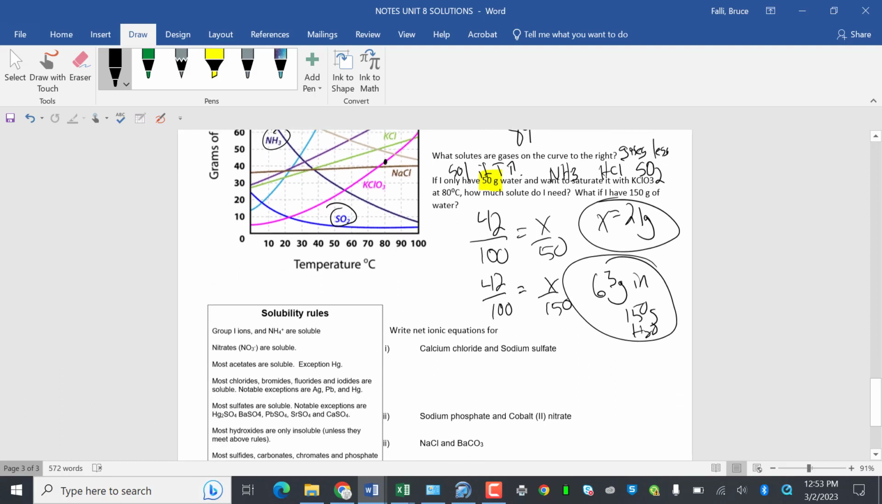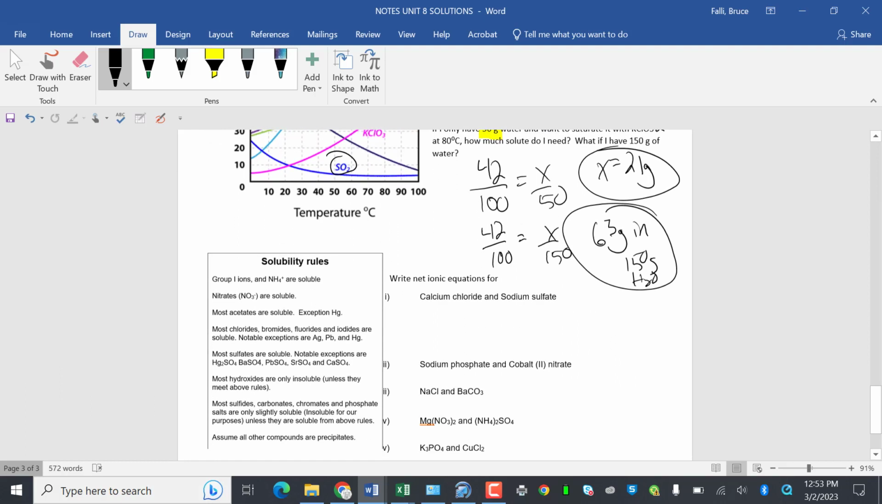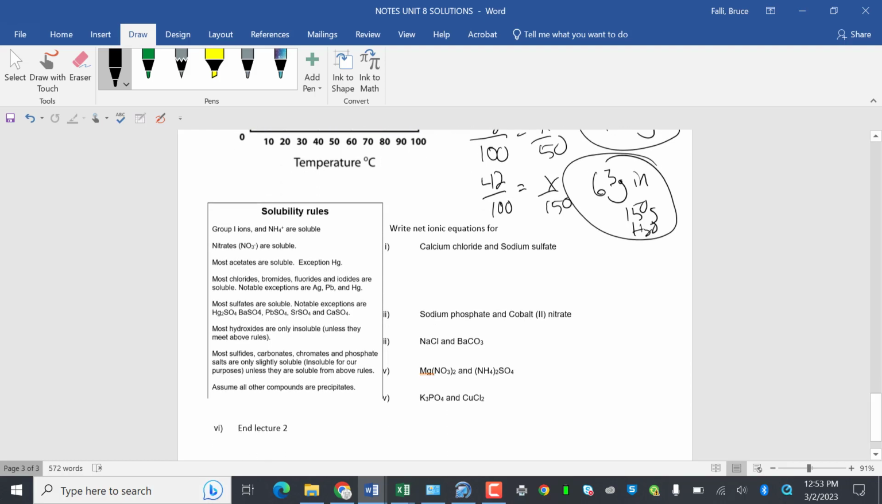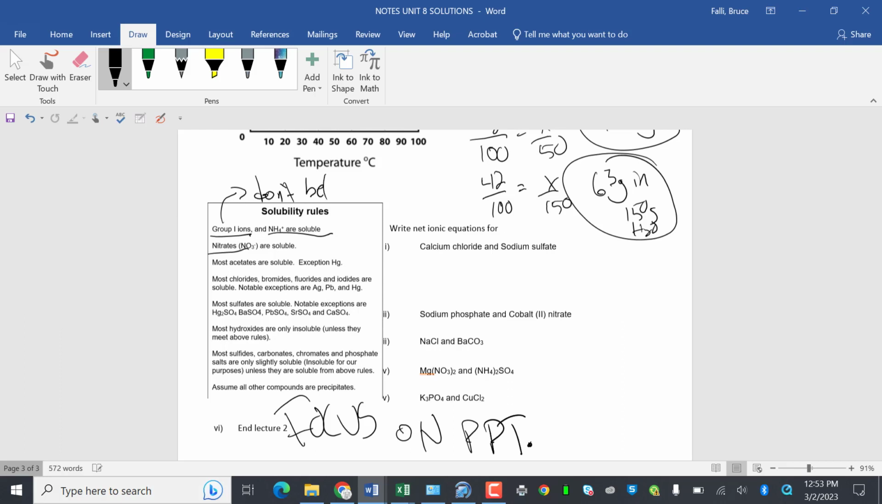All right. Now, we've got net ionic equations. These are just double replacement reactions, but what's going to happen is we're now only going to focus on precipitates. So we're going to focus on these solubility rules where I've got group 1 ions, NH4s, nitrates. They're always soluble, which means I don't believe in them. So what that means is they will never form a precipitate. So whenever I see these things, I just get rid of them right away.